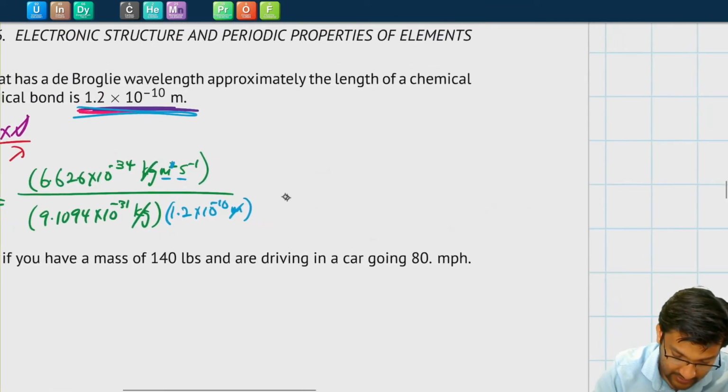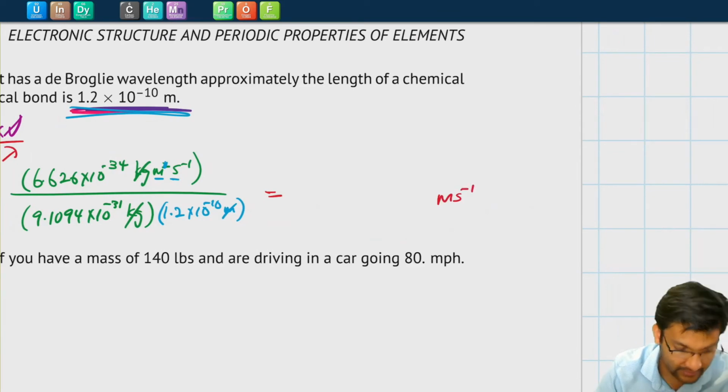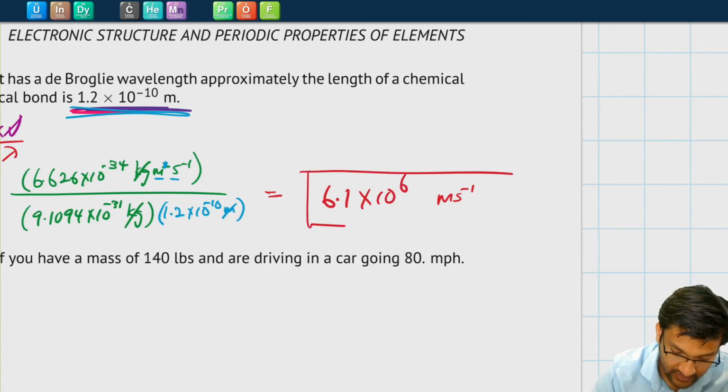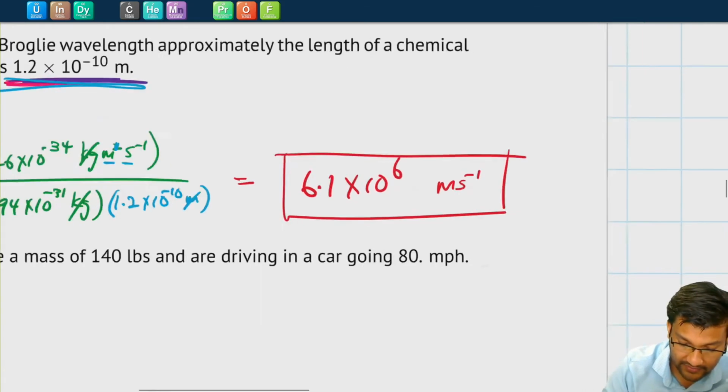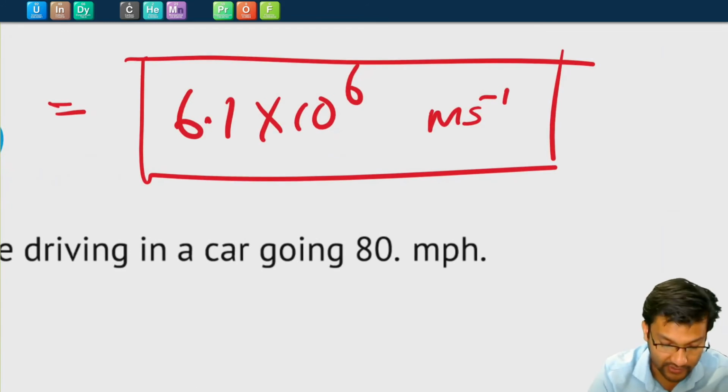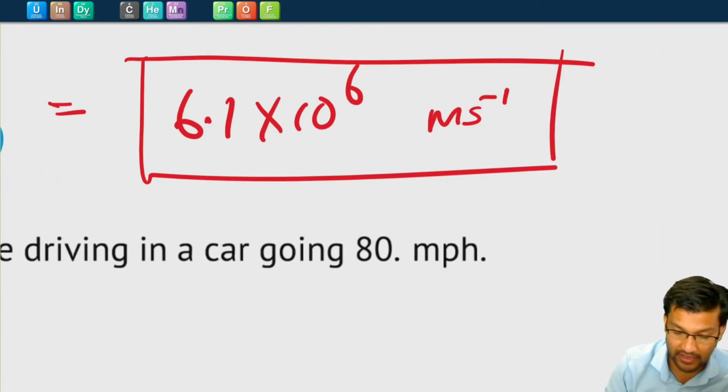And so the answer in meters per second will be 6.1 by 10 to the 6 meters per second. So that shows how fast the velocity of that electron is. It's about 6 million meters per second.